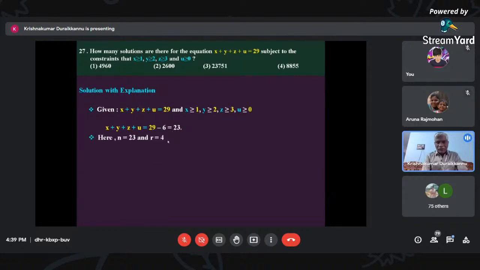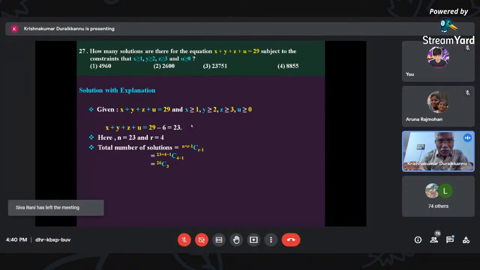Hence n equals 23 and r equals 4, and we can apply the formula. The total number of solutions is n plus r minus 1 C r minus 1. Please note it down. So here n equals 23 and r equals 4: 23 plus 4 minus 1, C, 4 minus 1. That is 26 C 3, and we can get the value.